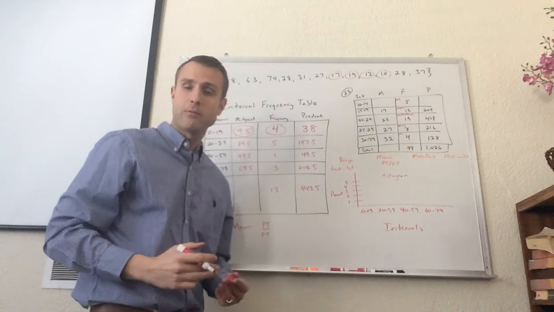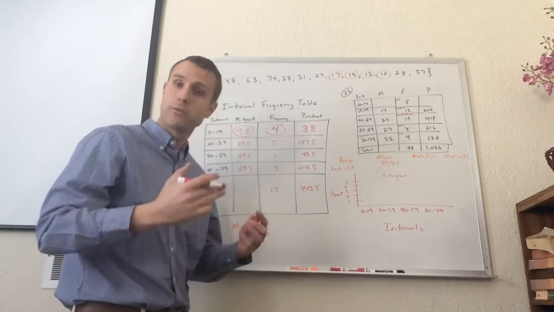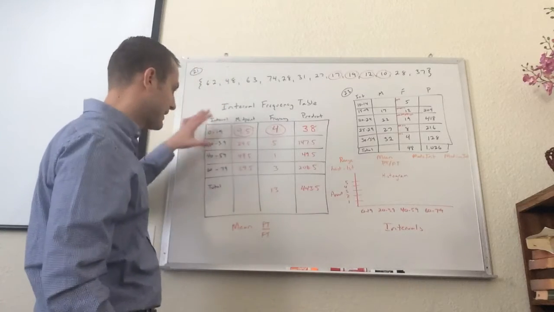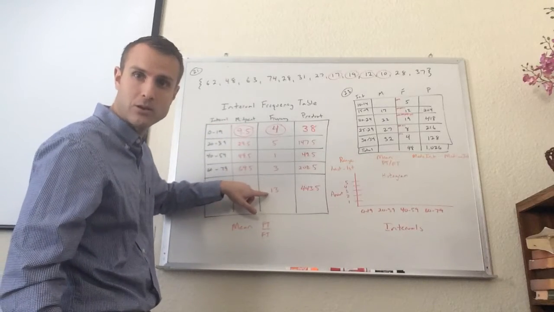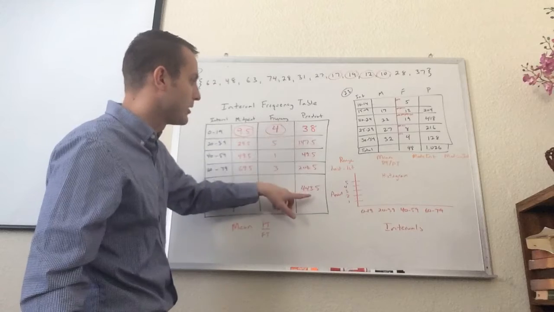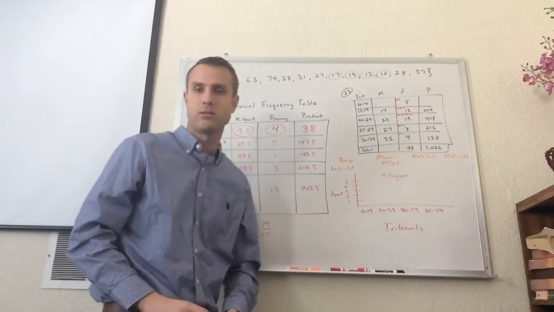Then again, just like for my normal frequency distribution table, I'm not going to add these, but I am going to add all my frequencies, so my total is 13, and add all my products, so this is my total.